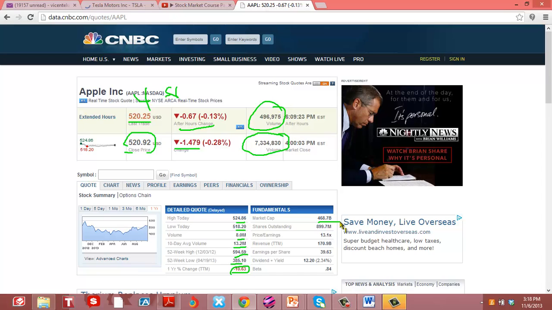The market cap, and what's the market cap? The market cap is the value of the company. So for example, if I multiply 520, which is the share price, by the total shares Apple has outstanding, which is 899 million shares, that's if I wanted to purchase all the shares, it's going to cost me 468 billion, and that's what market cap means.